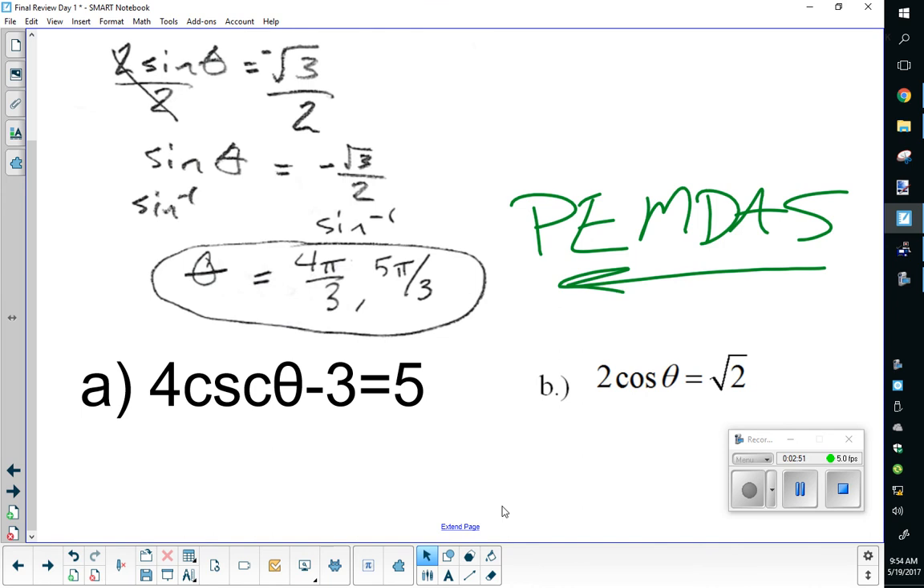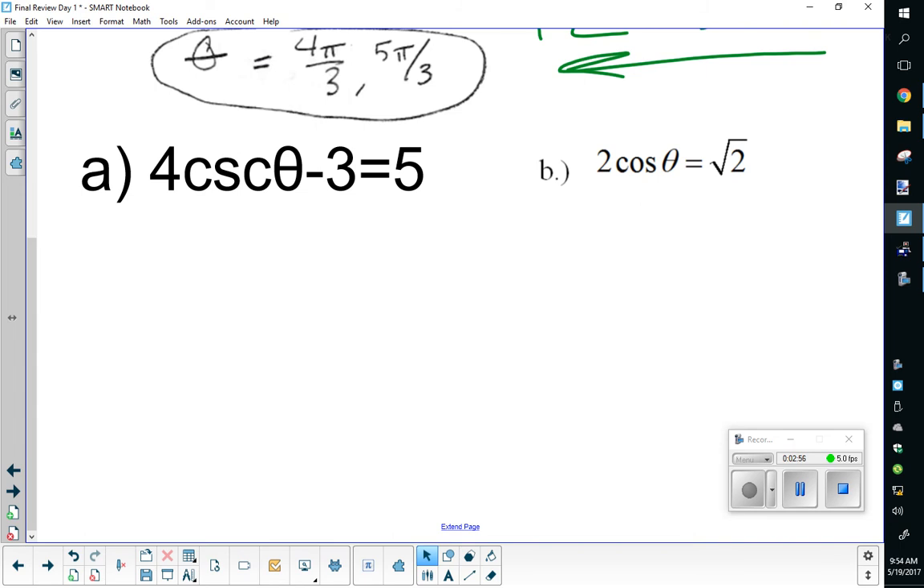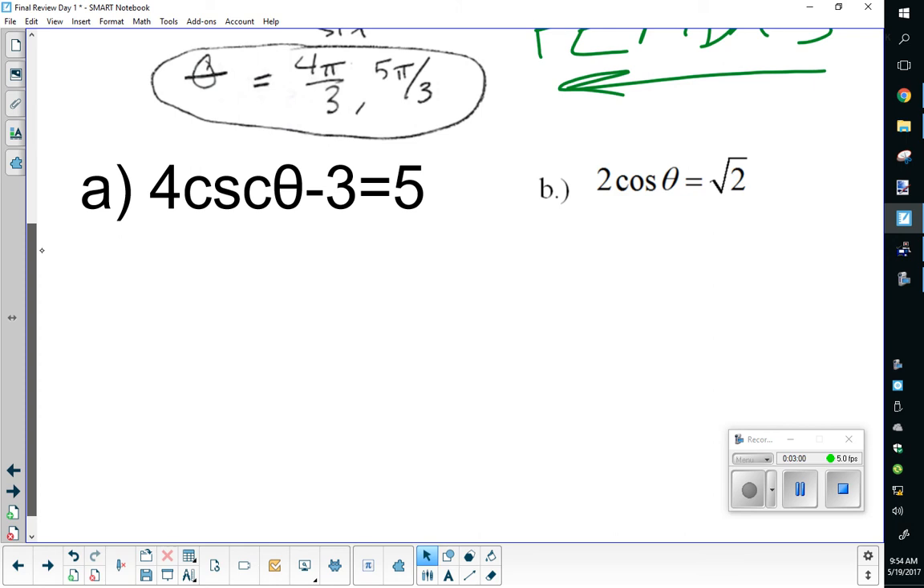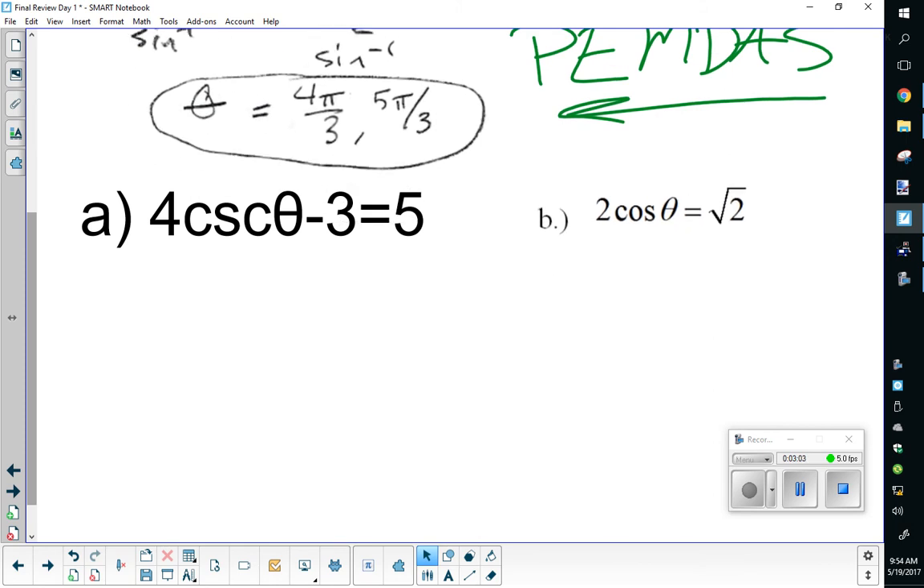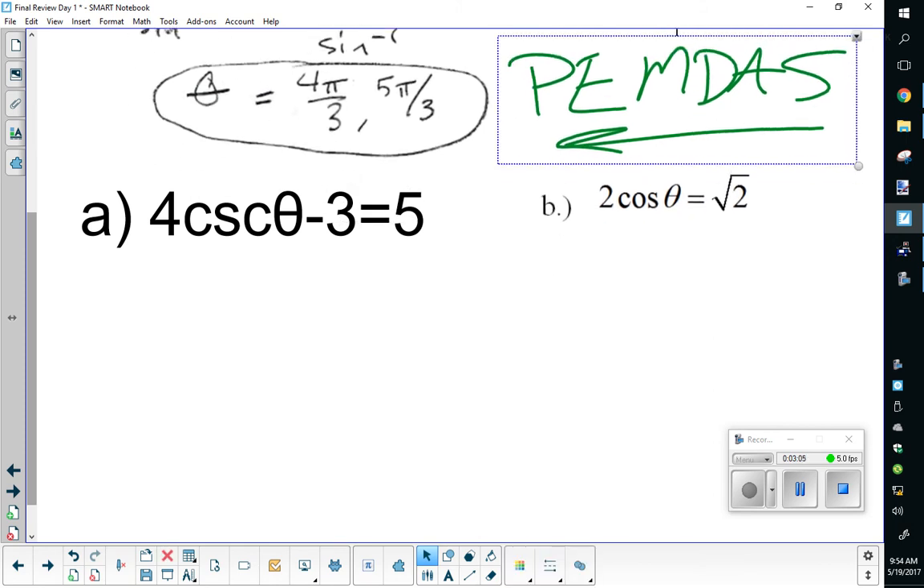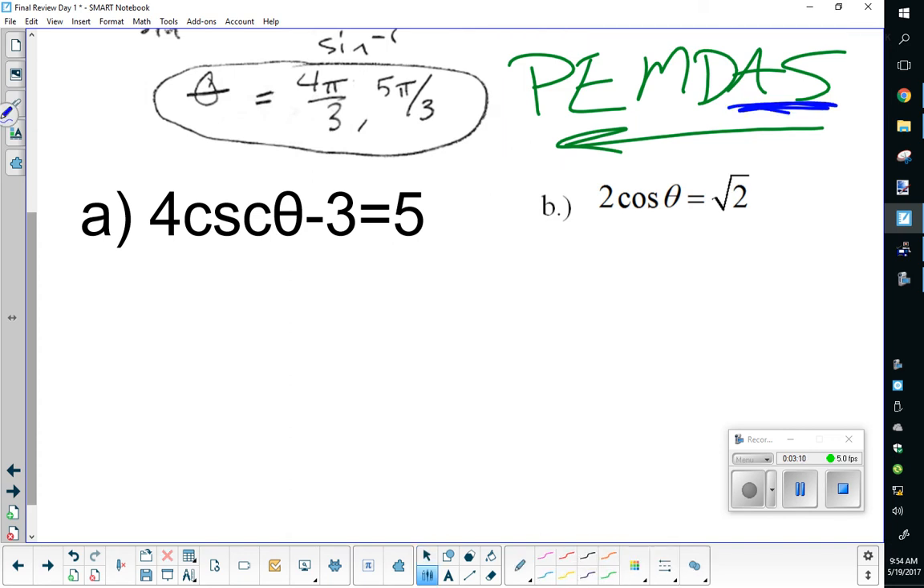Here we go. 4 cosecant theta minus 3 equals 5. We are trying to solve here. The directions are solve. All the answers between 0 and 2 pi. So the key to this is we are doing PEMDAS in reverse. Remember, we're trying to add or subtract stuff, trying to get rid of things until we get theta by itself. So the first thing we're going to try to do is add or subtract. From the theta side over here, is there anything I can add or subtract? This 3 right here. I want to get rid of that negative 3. So to get rid of it, I'm going to add 3 to both sides. So it's 4 cosecant theta equals 8.